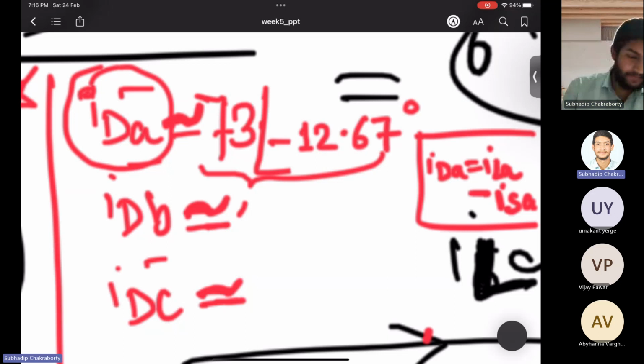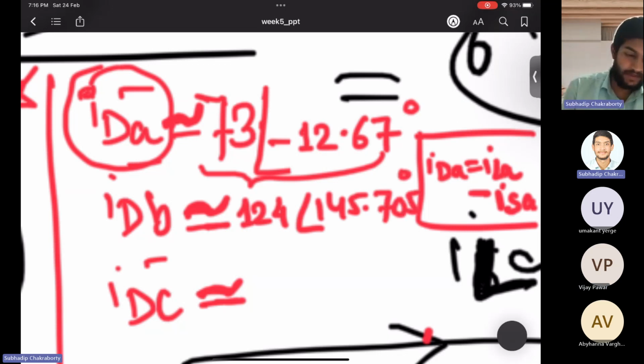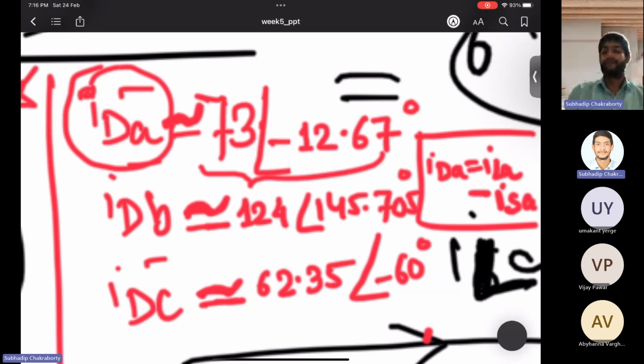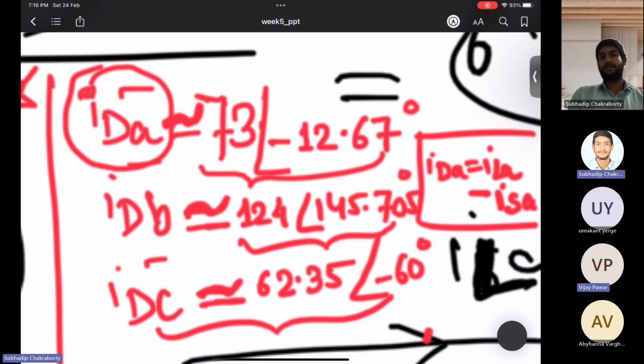So I can write. I have it with me. 62.35 angle minus 60 degree. You can just note down. So one observation, anyone? The first angle is 73 at an angle of minus 6.86, no? This angle? No, no. Because ISC is 62.35 at an angle of 0 degree, understand? Correct. Yeah, so what?